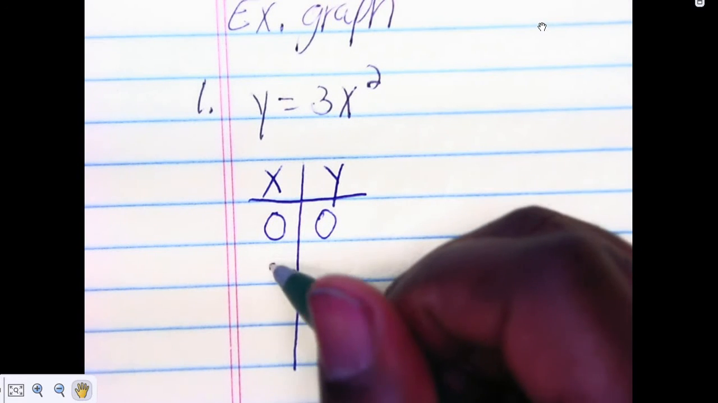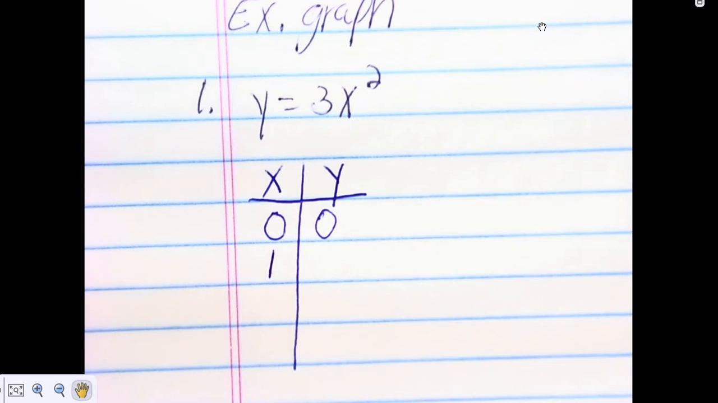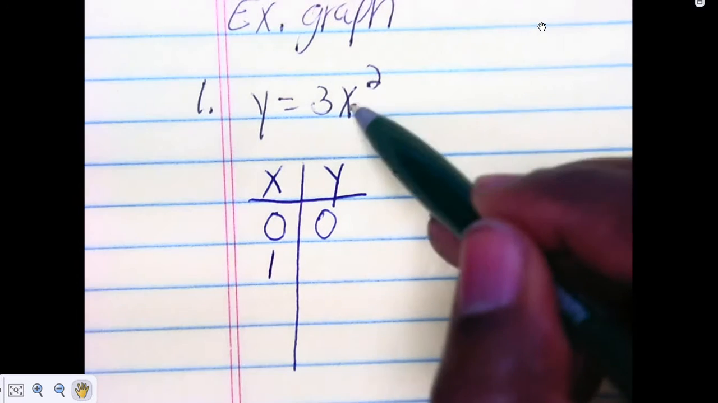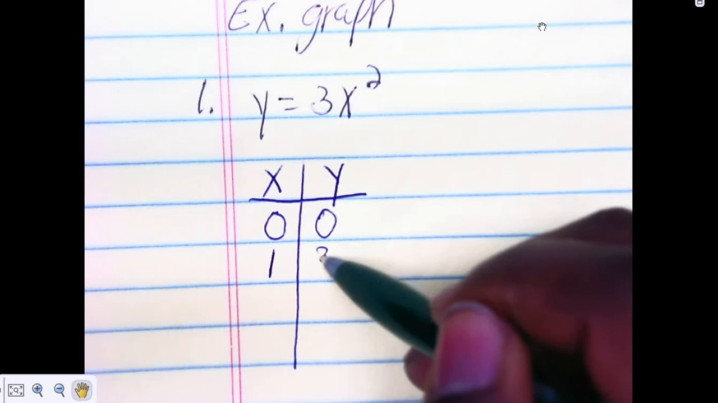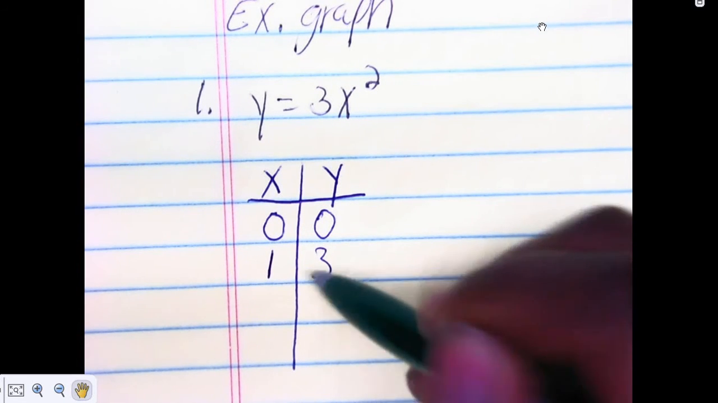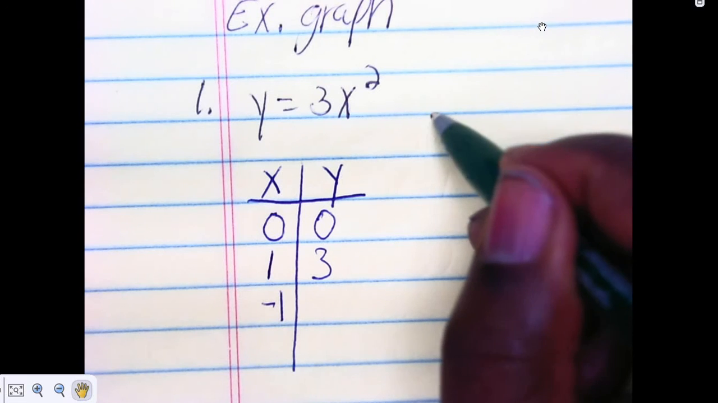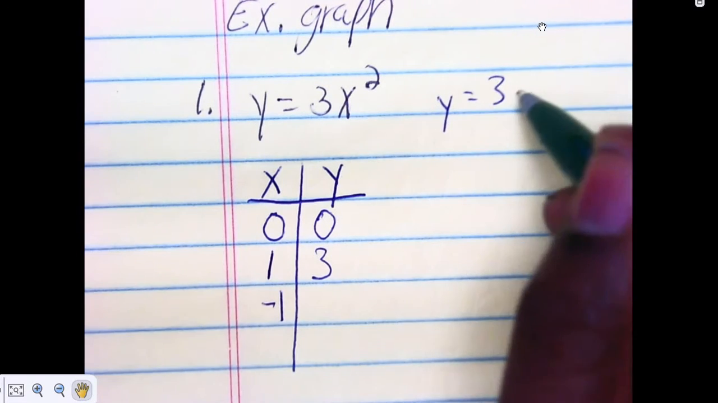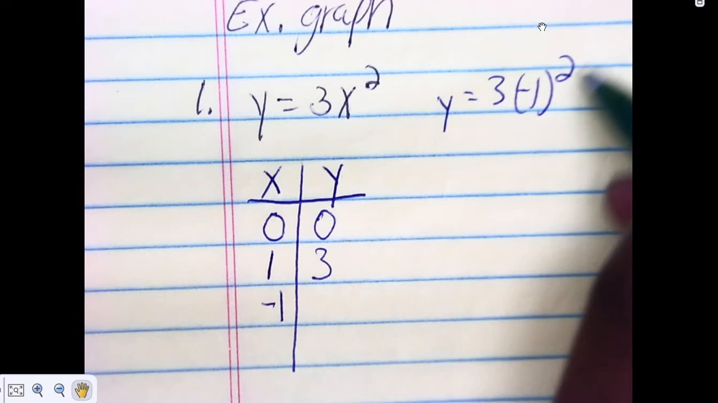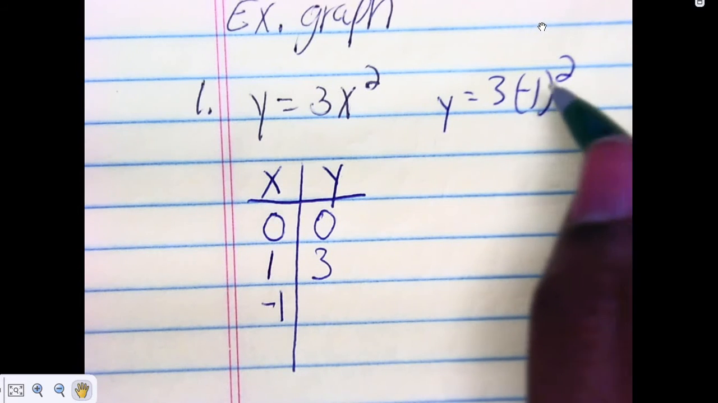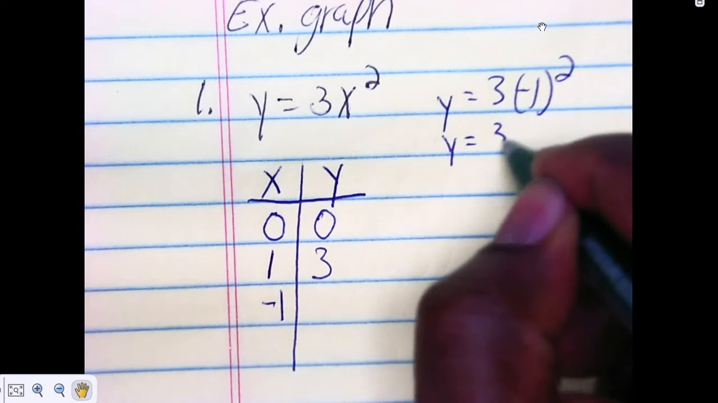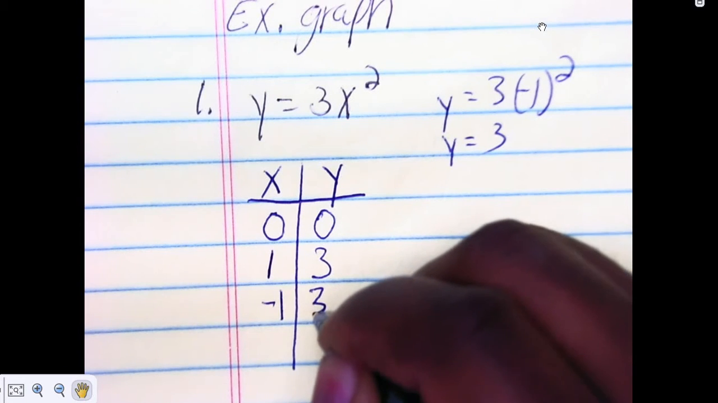What about if I put 1 in for X? Well, 1 times 1 is 1. 3 times 1 is 3. What about if I put -1 in for X? Now, I'm going to write this one down because that'll be Y equals 3 times -1. Notice how I put that in parentheses. That's -1 times -1, which is +1. So Y also equals 3.